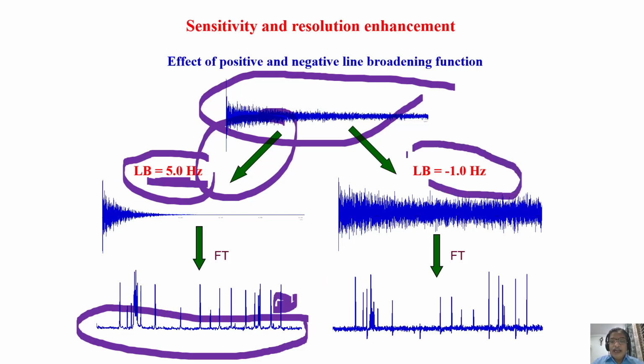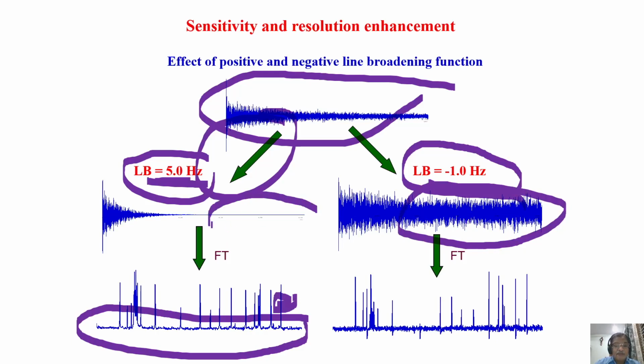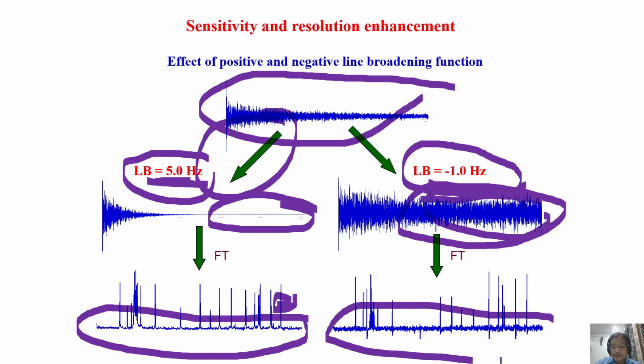On the other hand, multiply by a negative line broadening function, a negative exponential function. Look at it. The noise component is increased in the FID part. Here, the noise component is completely reduced when you use positive EM, exponential multiplication. In the negative exponential multiplication, you have enhanced the noise component, the noise part. Look at it. When you do the Fourier transformation, you get bad signal to noise ratio.